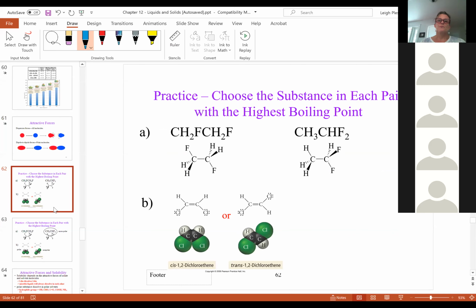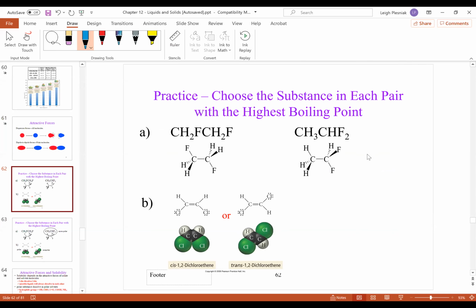Okay, so if you're given something like this, choose a substance in each pair with the highest boiling point. This is a hydrocarbon with 2 fluorines, so it has 2 polar bonds. And this is a hydrocarbon with 2 fluorines on 1 carbon. The fact that these two fluorines are on the same carbon is going to make a higher dipole, so this is going to have the higher boiling point.